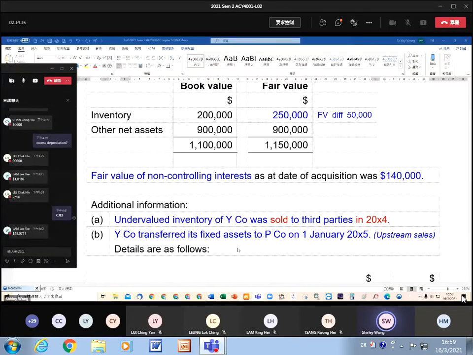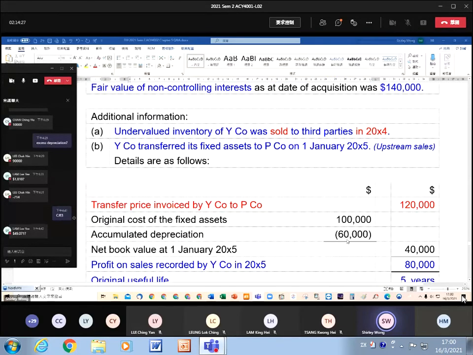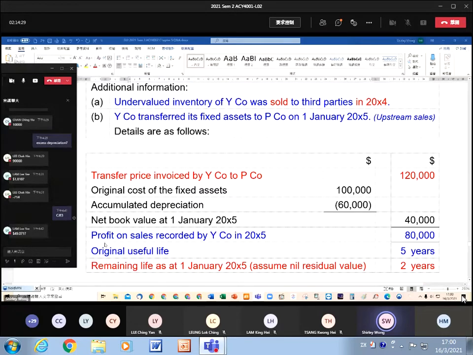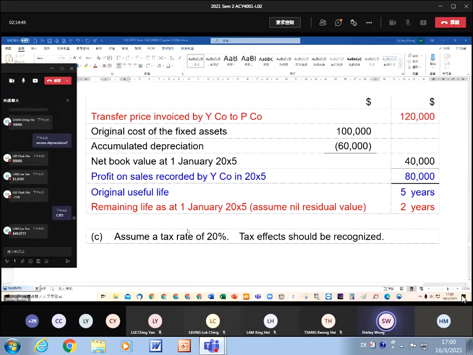Y company transferred its fixed asset to P. This is an upstream transfer on 1st of January 2005. You should know how to handle this because we have already come across one of these questions before the break, right? This time it gives you all the details. It told you about the profit on the sale recorded by Y company. It is 80,000. The original useful life is 5 years, and after the transfer, the remaining useful life is 2 years. So this time they give you the details about the profit. Okay, so we can ignore the tax effect.